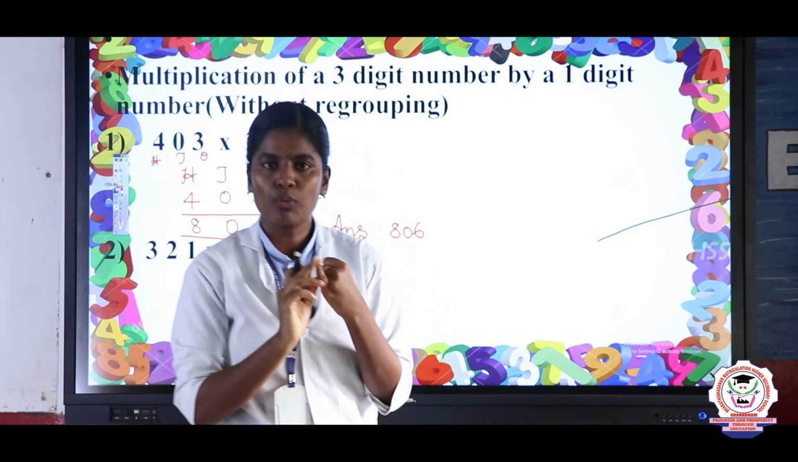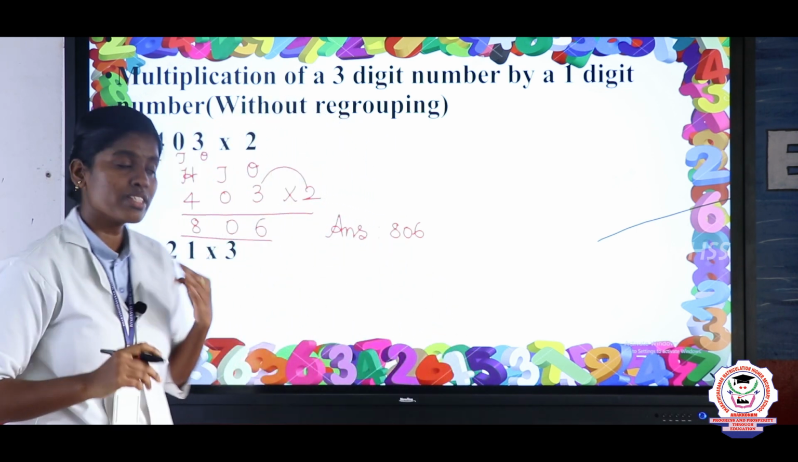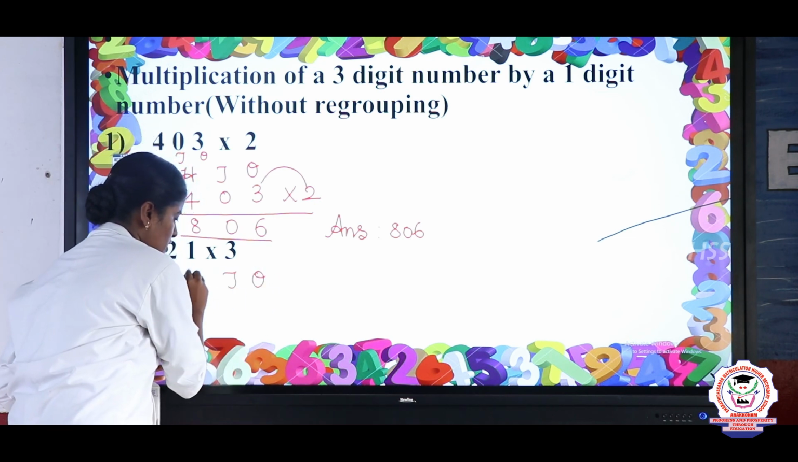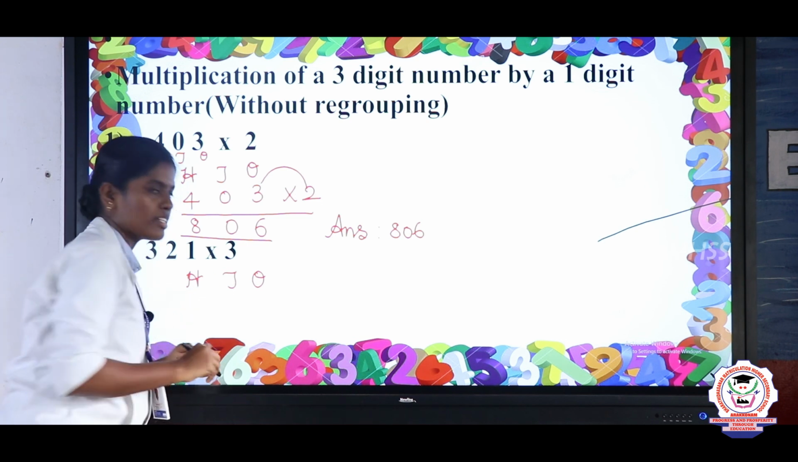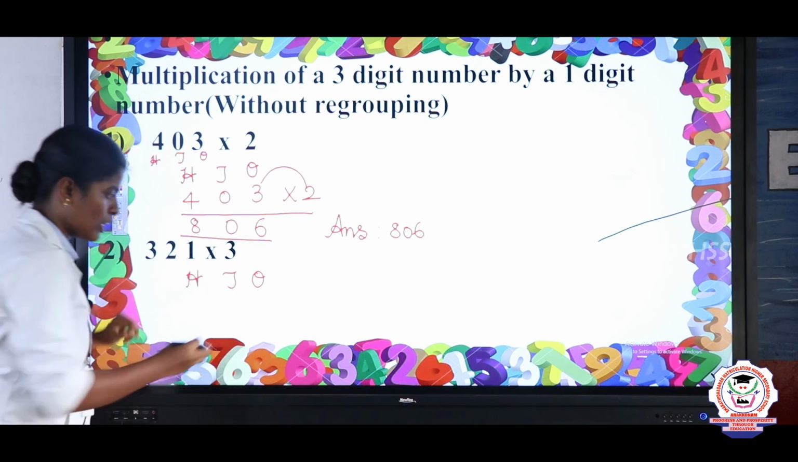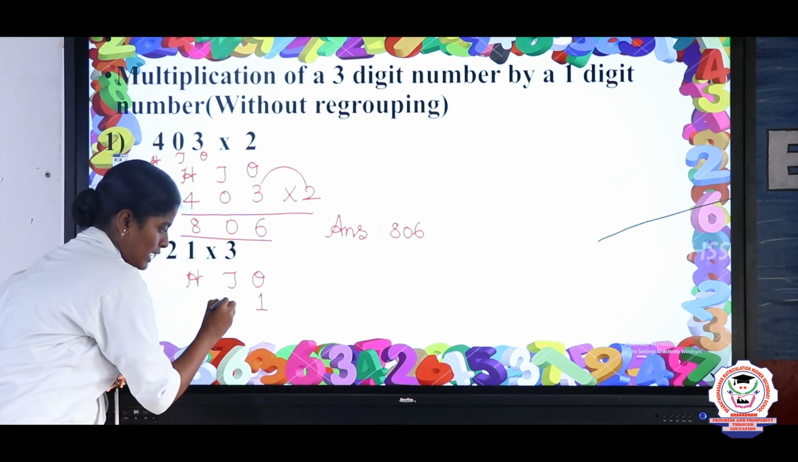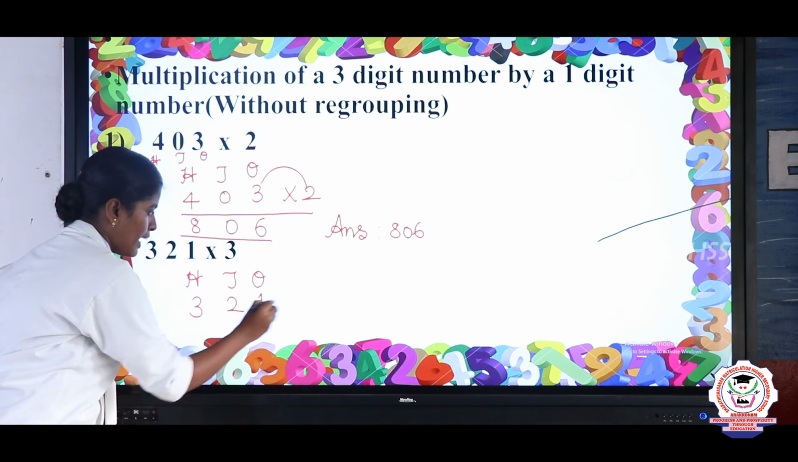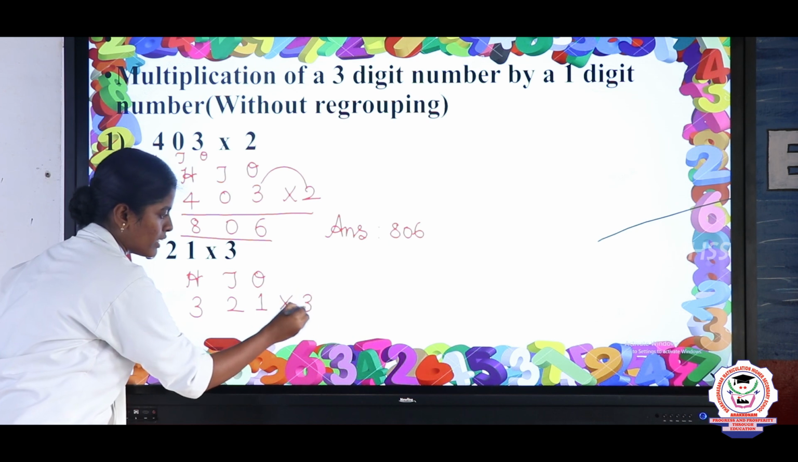The first place value is ones, the second place value is tens, and the third place value is hundreds. Here the ones place value is 1, the tens place value is 2, and finally the hundreds place value is 3, and take the multiplier 3.